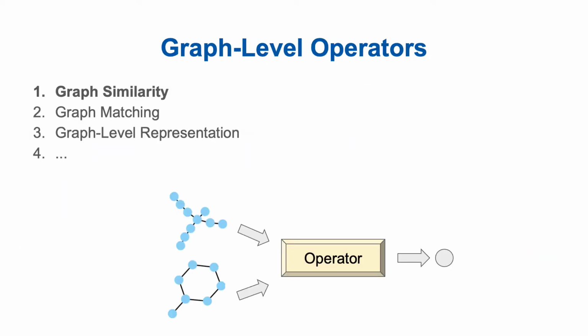Our project belongs to the second class, which is graph level operations. We study graph similarity search. As illustrated here, given a pair of graphs, we want to compute what is the similarity between these two graphs, give a similarity score.